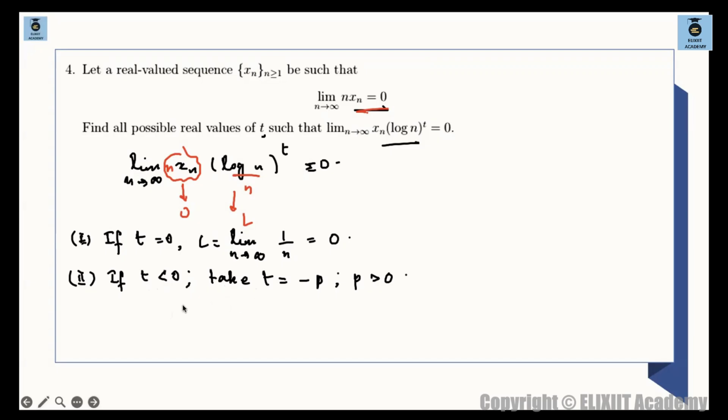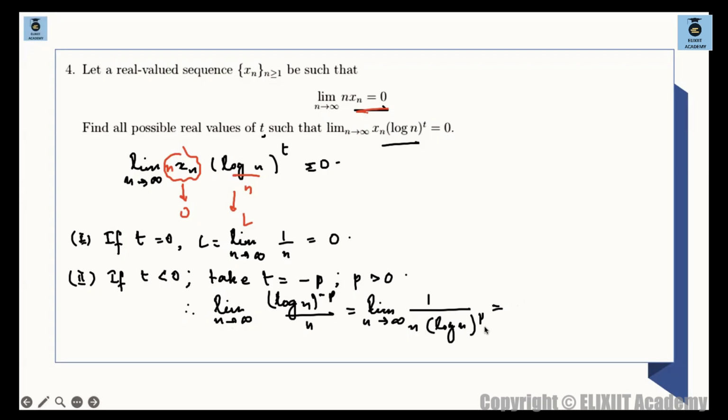What happens? Therefore, limit n tends to infinity, log of n raised to the power of minus p divided by n. This becomes limit n tends to infinity, 1 upon n times log of n raised to the power of p. And as n tends to infinity, all of these will tend to infinity because p is positive. In this case also we are getting 0. As n tends to infinity, 1 by this infinity will tend to 0 only because p is positive.